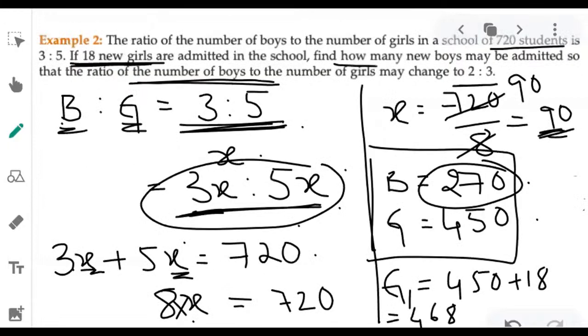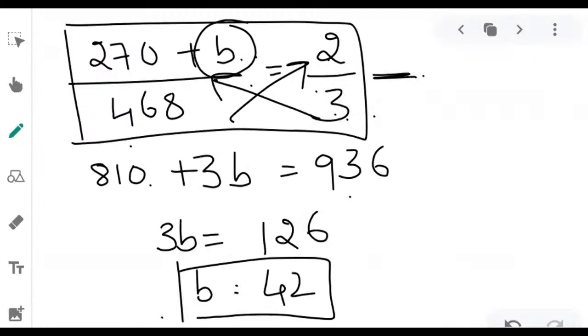So what is the answer to the question he's asking? How many new boys may be admitted so that the ratio will change to 2:3? So how many new boys need to be admitted? 42. All right. Do you want to do one more problem like this? Yes, ma'am.